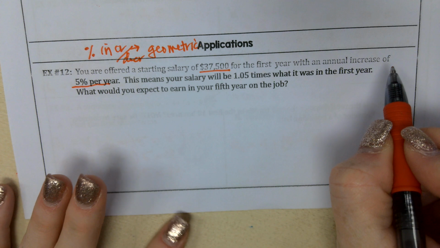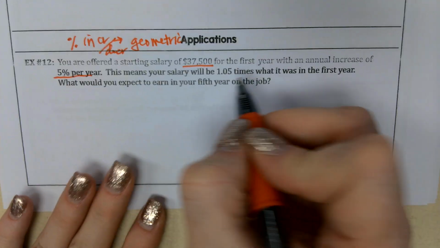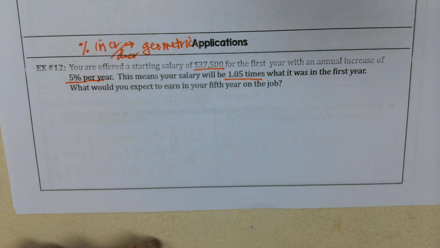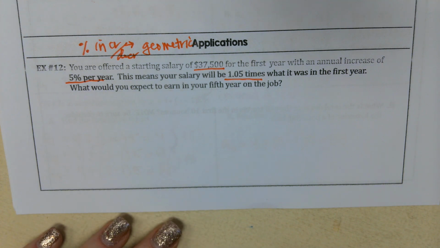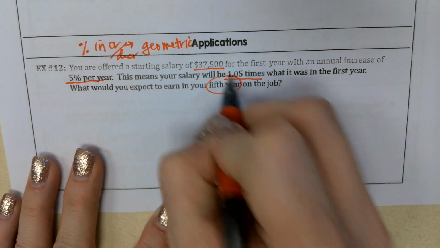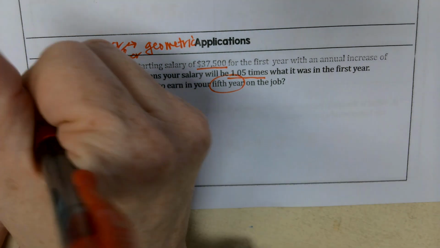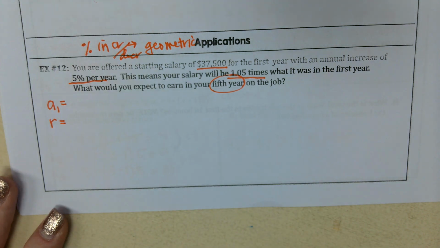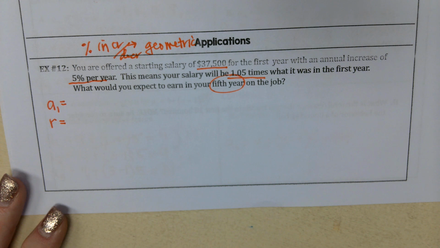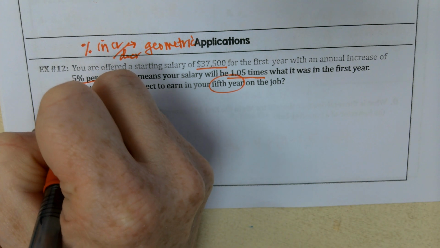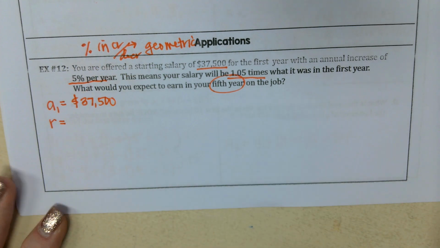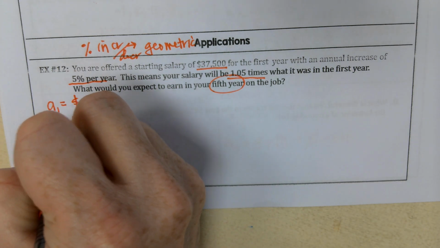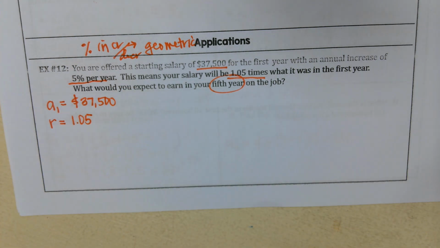Now, if it is a 5% increase per year, that means your salary will be 1.05 times what it was in the first year. What would you expect to earn in your 5th year? There's a couple things that I am able to pick out of this situation. My first term, which is how much? $37,500. And your common ratio is 1.05.